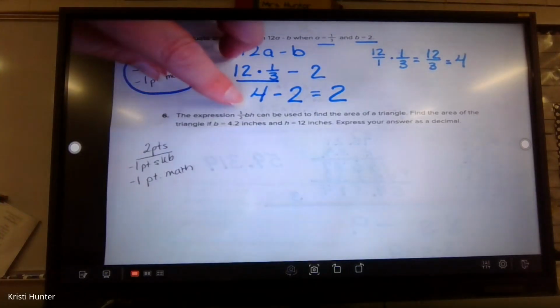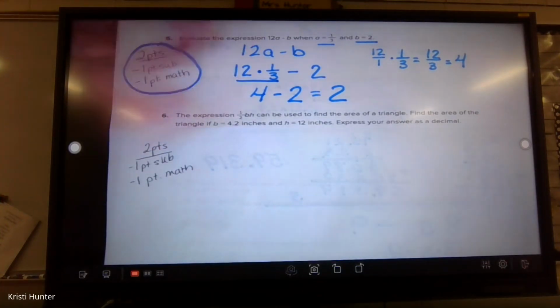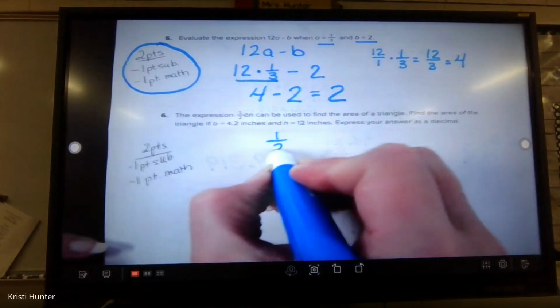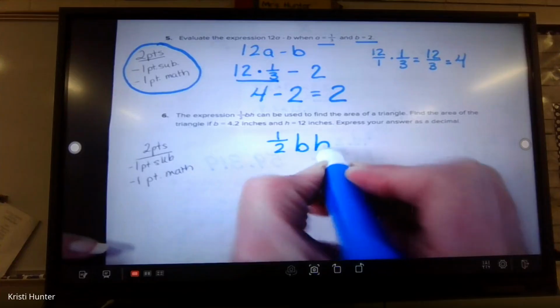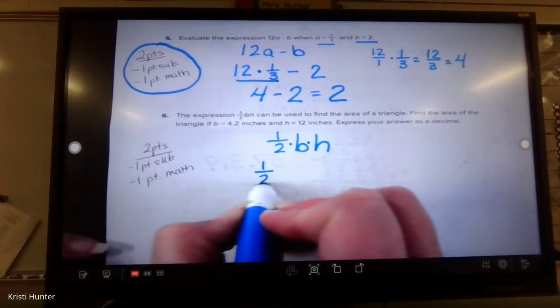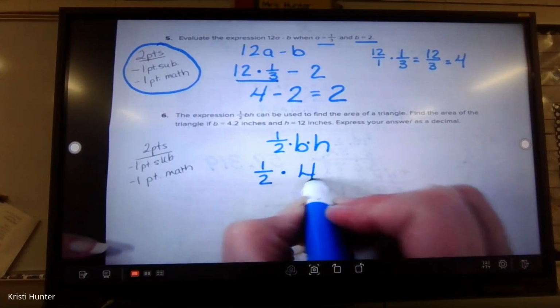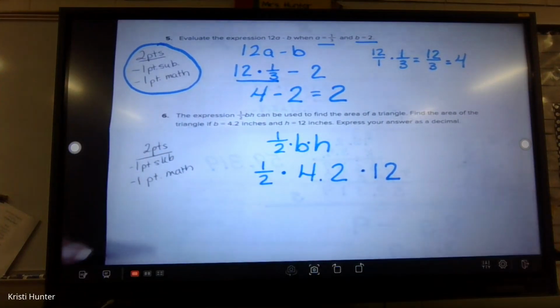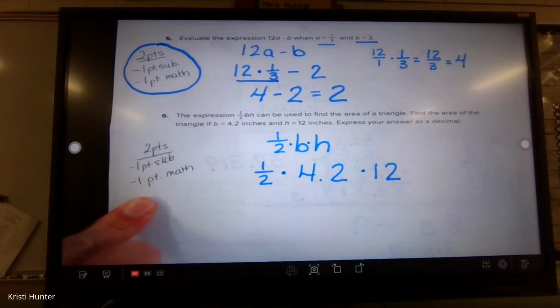An expression 1/2 BH can be used to find the area of a triangle. Find the area if B equals 4.2 and H equals 12. Express your answer as a decimal. So again, here is my equation. We know this is multiplication, and I'm going to substitute in the values it gave me. This is your very first point that you can do this part. Your next point comes that you can do the math.